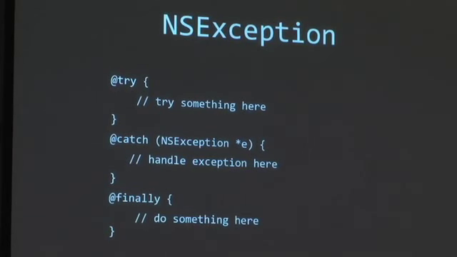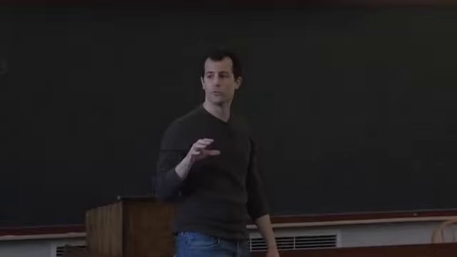So @try, curly braces, and then the code that you think might throw an exception. Why might a function throw an exception? If you try to open a file that doesn't exist, if you don't have read or write permissions, or something like that, that you would hope is not going to be the case, but it might 1% of the time, and you want to handle that scenario somehow.